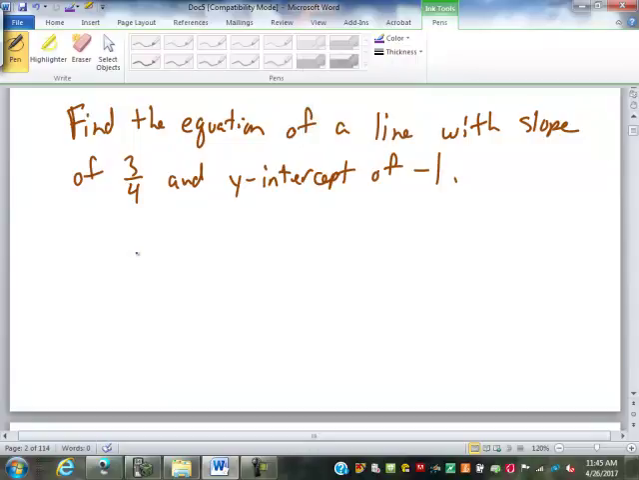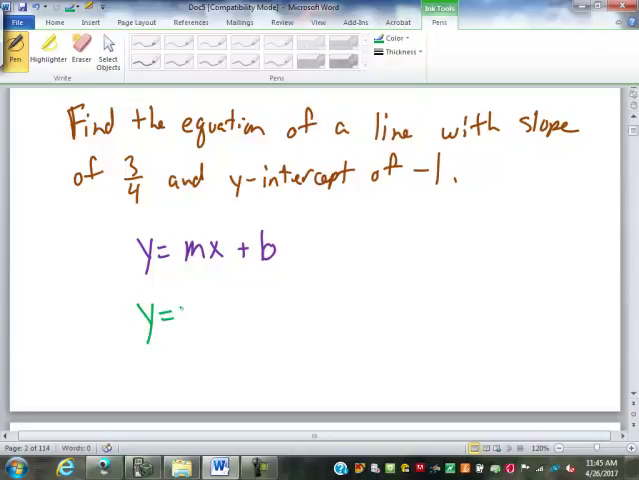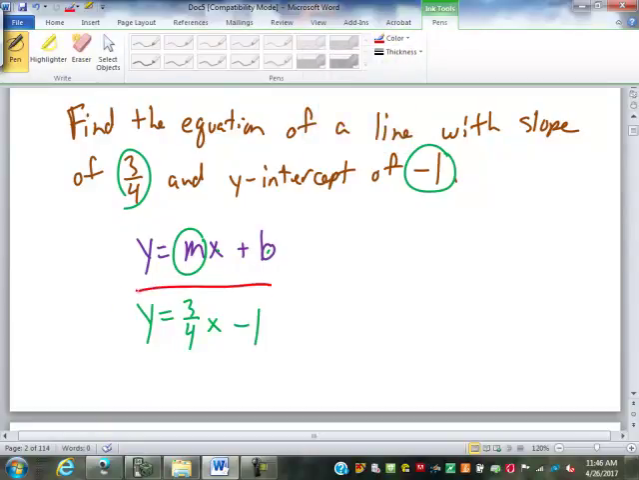Well, what that's saying is, remember, y equals mx plus b, where m is the slope and b is the y-intercept. So we just plug the numbers in. Y equals m, my slope is 3/4. So I put 3/4 in there, times x, plus b is my y-intercept of negative 1. So I'm actually going to take out the plus and put in just minus 1. So y equals 3/4 x minus 1.